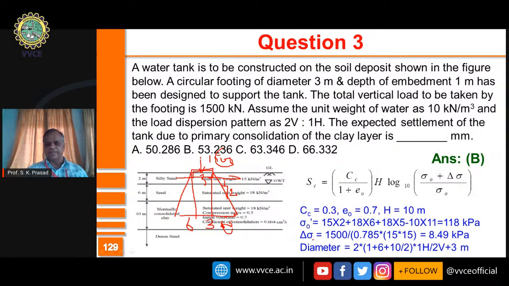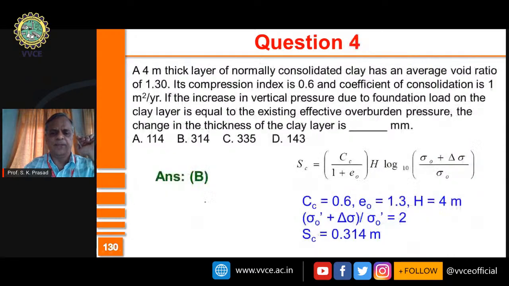I need to consider del sigma based on this, 1500 into pi by 4 d square. So 8.49 is del sigma. And then sigma naught is known, Cc is known, E naught is known, H is known. All things known, you only have to find out Sc, and you find that the settlement is equal to 53.2 millimeters, and this is only by direct computation. Let me take you on to the next problem.